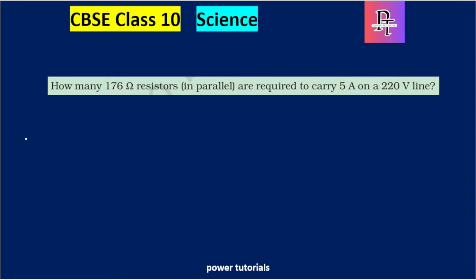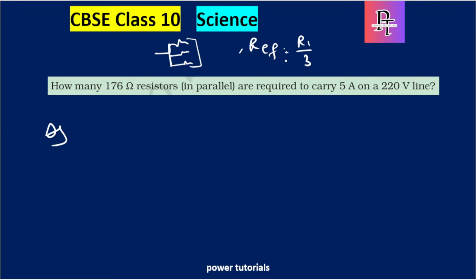Okay, let's move to the next one. So this is an exercise question we are solving now. They're saying, how many 176 ohm resistors in parallel are required to carry 5 amperes on a 220 volt load? Okay, so one more trick to solve. I will tell you the trick first. If the same resistors are connected in parallel, like R1 three times, then simply R effective will be R1 by 3.